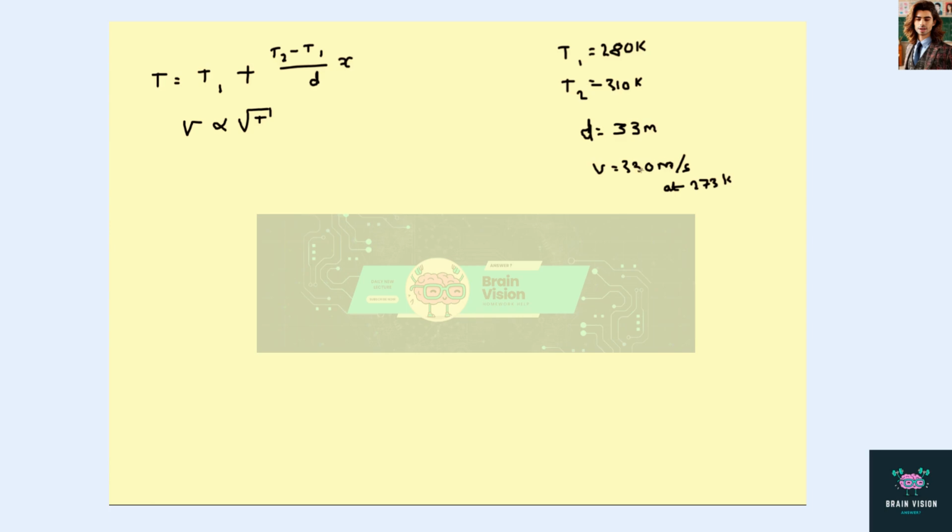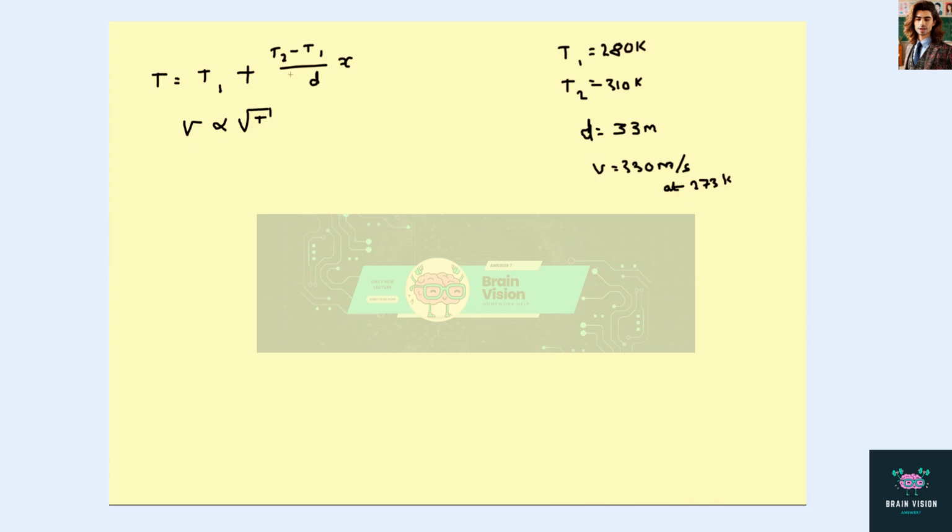In this question, we are told we have a region of air which is in the space of a width d. The absolute temperature of this air increases linearly from T1 to T2. We have these values listed here on the right. We want to find the time taken by the sound wave to go through this region.